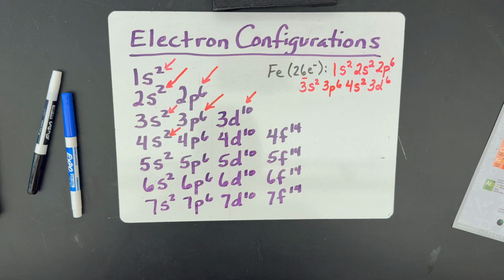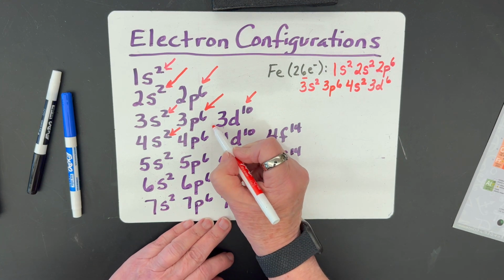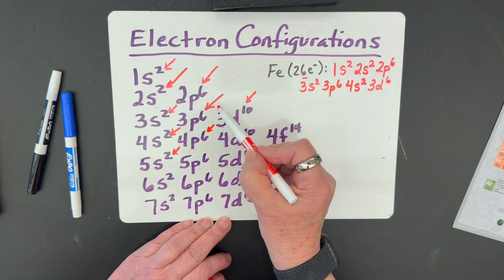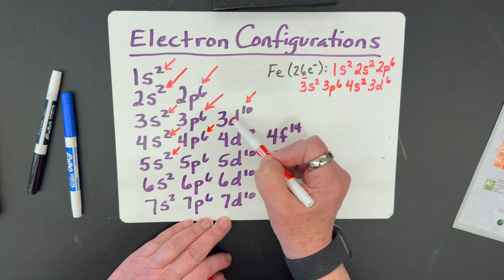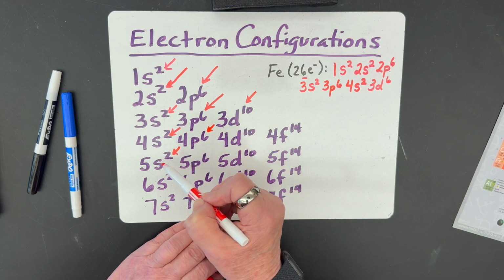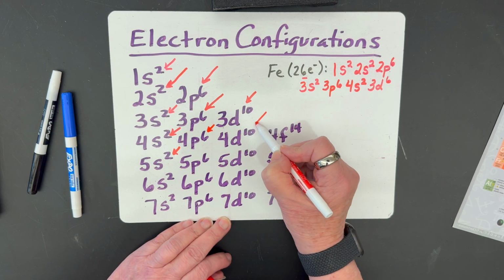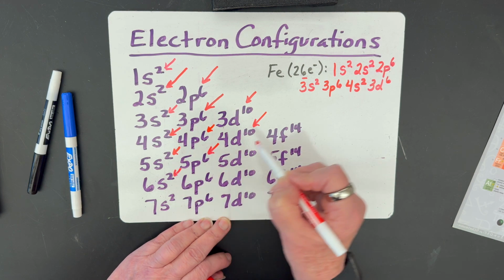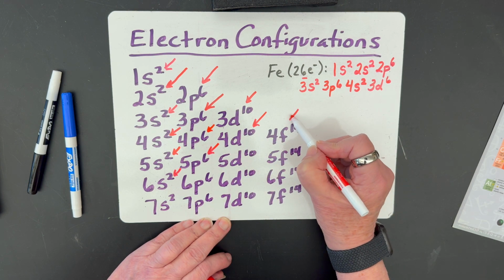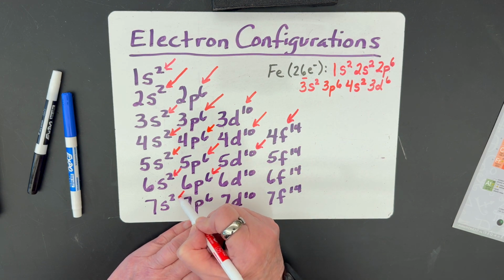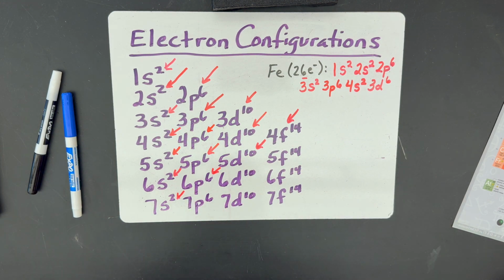diagonal diagram. And the reason this is helpful is because you can start to see these overlaps where a 4s fills before a 3d, and then a 4p, and then a 5s fills before a 4d. And so this is the diagonal diagram, and it shows you the order that the orbitals fill.